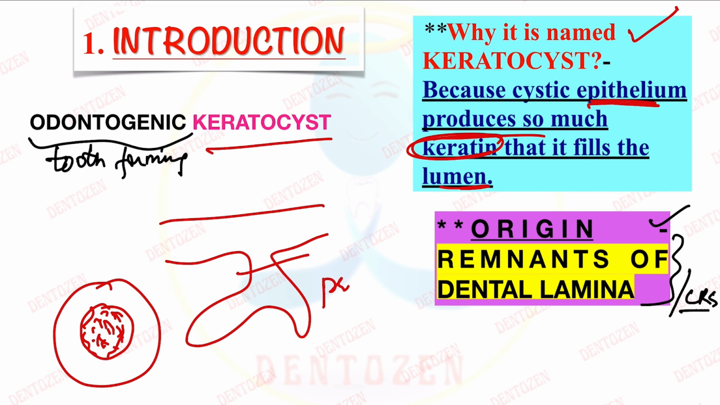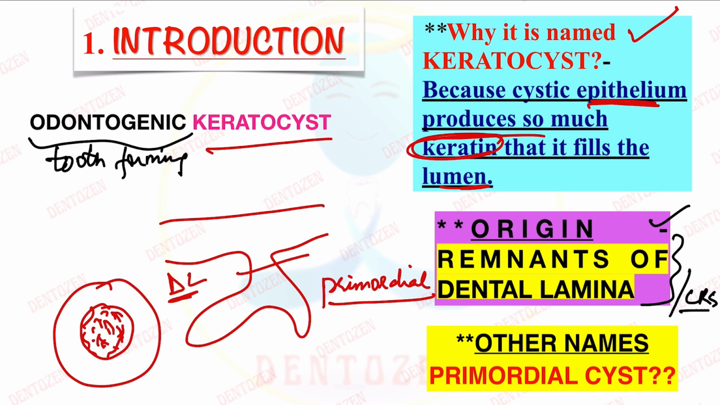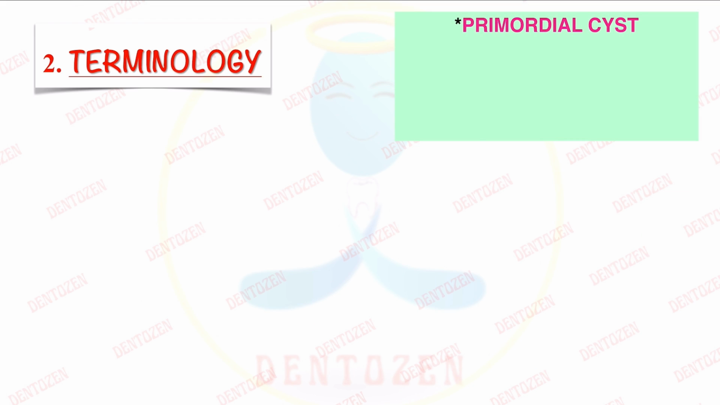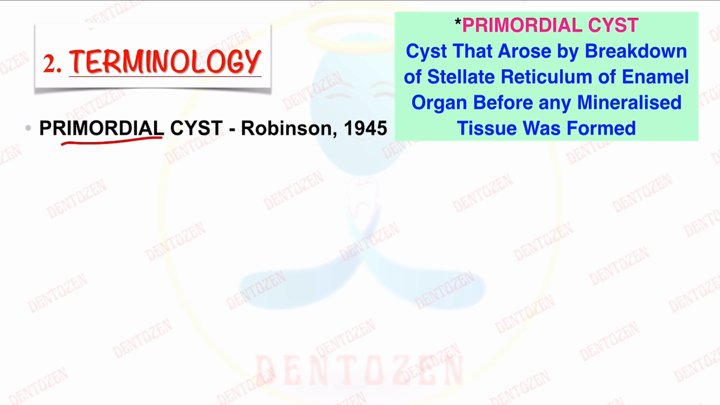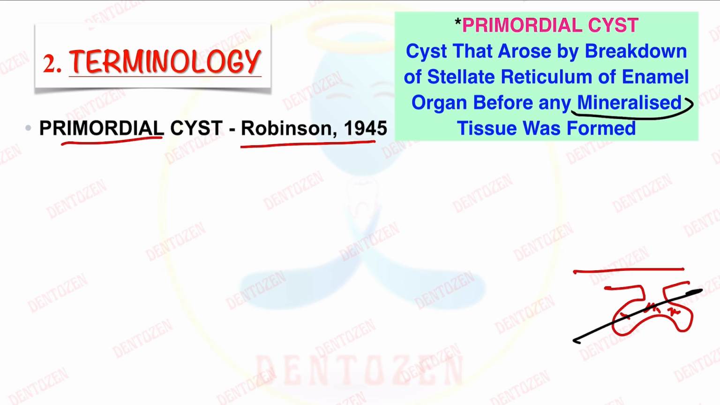Now because it was thought to be arising from the primordial odontogenic epithelium, the one in the earlier stages of tooth development dental lamina, it is also known as primordial cyst. But this term has fallen into disuse. Why? Because the term primordial cyst was given by Robinson in the year 1945 for all those cysts in which the stellate reticulum degenerated before any mineralized tissue was formed. So in place of hard tissue, in place of tooth, there is a cyst.